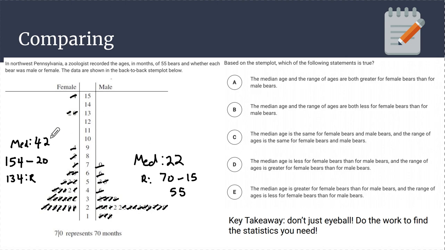Let's see. In comparing this, it looks like the median is greater for the females and the range is greater for the females. Is that an option here? The median age and range of both are both greater for female bears than male bears. That seems to be the case here. Let's just hold on to it.